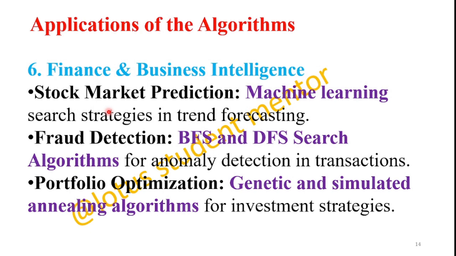Now the sixth one is finance and business intelligence. In finance, immediately what will come? Mainly stock market prediction, another one is fraud detection, and portfolio optimization. For stock market prediction, machine learning search strategies are mentioned generically; various machine learning algorithms are required. Whereas for fraud detection, as I mentioned, BFS and DFS algorithms, and for anomaly detection in transactions. For portfolio optimization, genetic and simulated annealing algorithms for investor strategies.